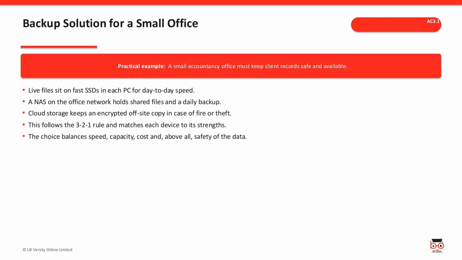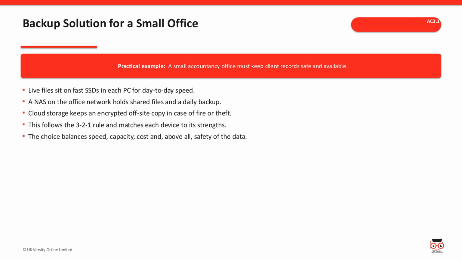Let's see storage choices come together in a small accountancy office that has to keep client records safe. The live files sit on fast SSDs in each PC for day-to-day speed, while a NAS on the office network holds the shared files and takes a daily backup. Cloud storage then keeps an encrypted off-site copy, safe from fire or theft. That neat arrangement follows the 3-2-1 rule and matches every device to its strengths, with the safety of the data coming first.